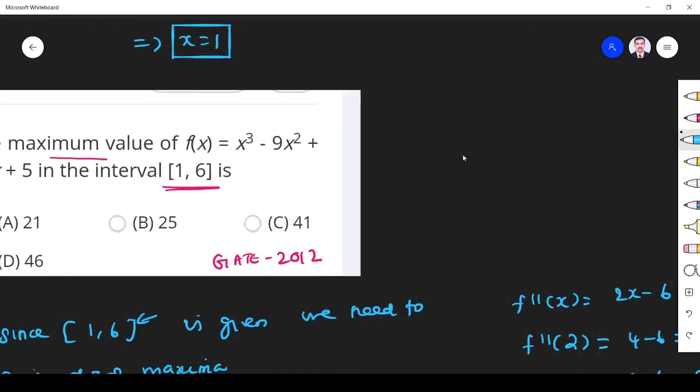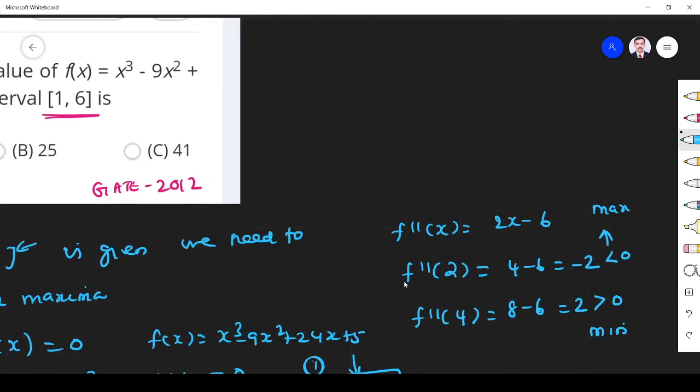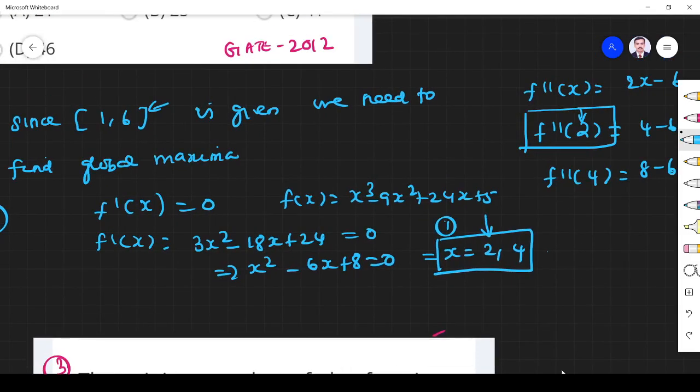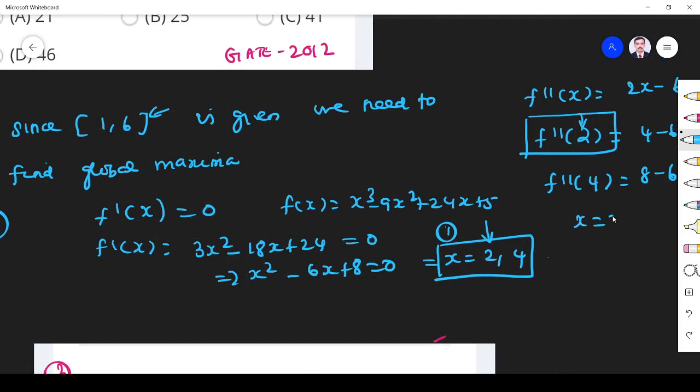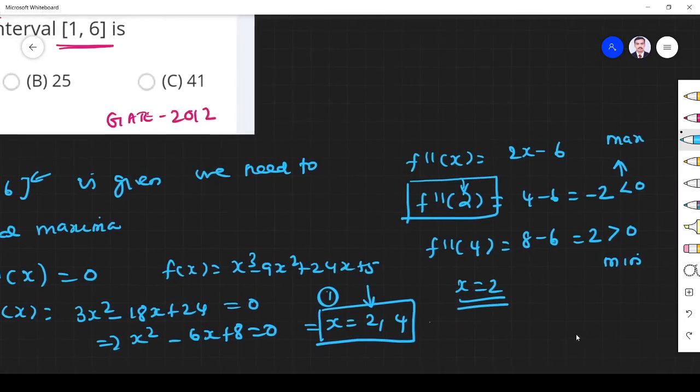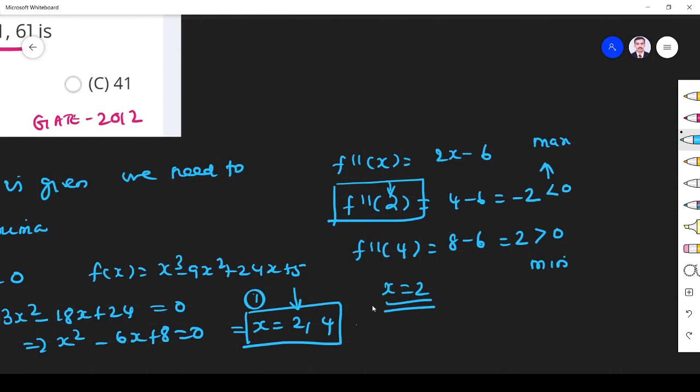So what is that? They ask about maximum. So x equals 2 will give maxima. So we don't need to mind about x equals 4. Just discard it. We need to consider only x equals 2. First we find f dash of x, and from that we find the location of either maxima or minima. We don't know which is maxima and which is minima, so from this we are understanding that x equals 2 gives maxima, x equals 4 gives minima.